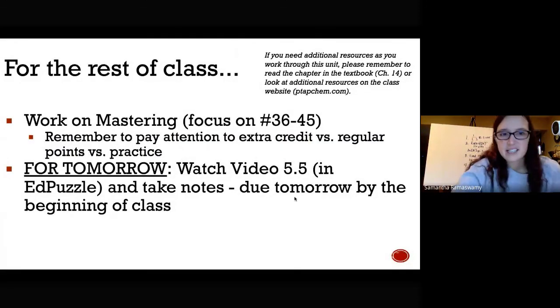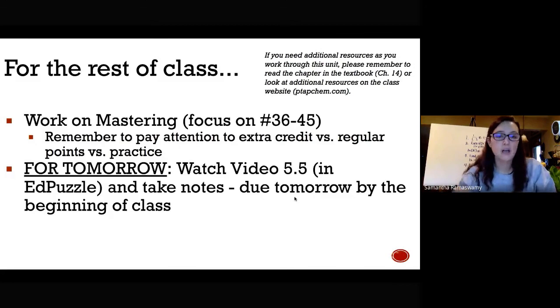So for the rest of class, you now have basically a period to work on mastering. So you can focus on 36 to 45. Those are the ones that go along with video 5.4. For tomorrow, I posted video 5.5. So video 5.5 is looking at reaction mechanisms, which means you have like multiple steps in a reaction. We will go through those examples tomorrow. And so if you'd prefer right now during class to watch the video instead, you can do that. But whatever you choose to work on this period is up to you, either mastering or watch the video for tomorrow. And then tomorrow in class, we'll go over the examples of video 5.5.